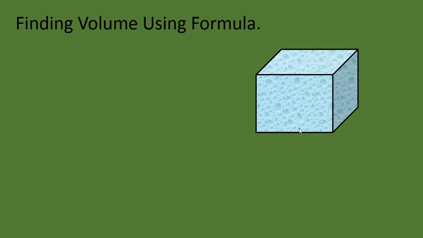Finding volume using a formula. So here is a cube. It has length, breadth, height. So the volume equals area of the base multiplied by height. That means length into breadth into height. So we have to multiply length into breadth into height to find out the volume.